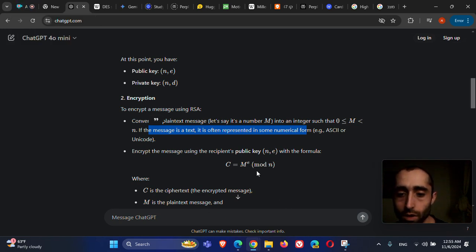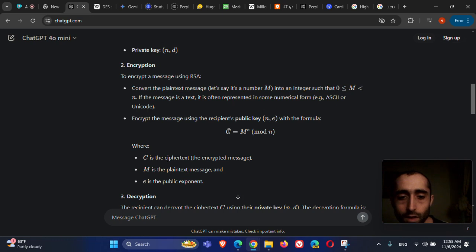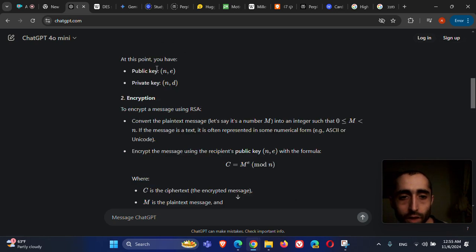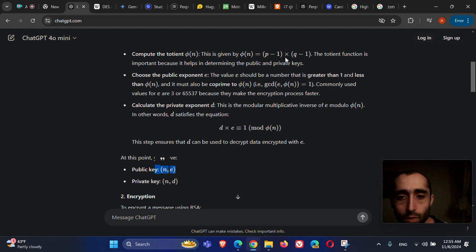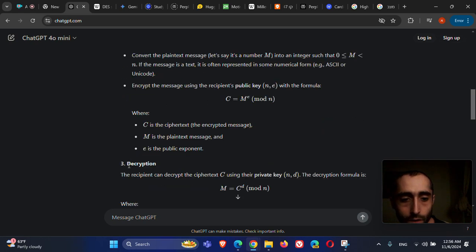We take m, which is a number, and raise it to the power of e, which is part of the public key, modulo n, which we know because it's in the public key. c is the ciphertext. So this is how I create the ciphertext: m to the power of e modulo n. m is the plaintext message that we want to share, and e is the public exponent. Again, e is between 1 and the totient of n, and it is co-prime with the totient of n. Now decryption.